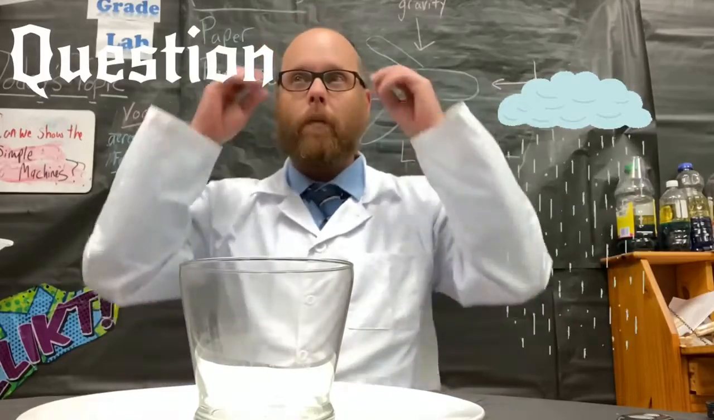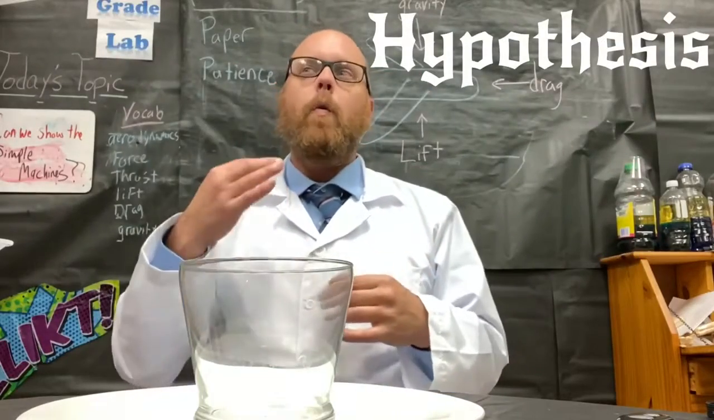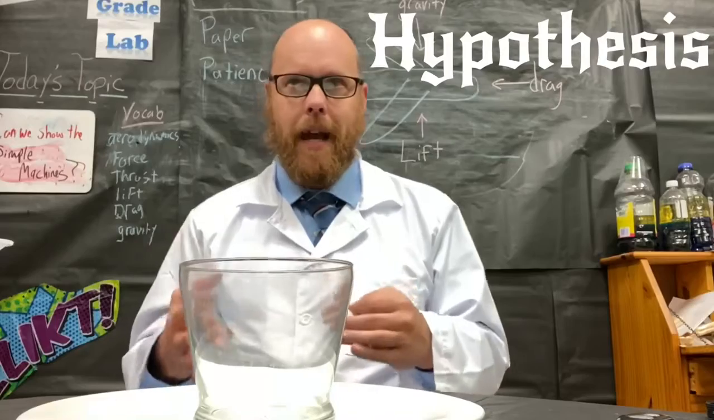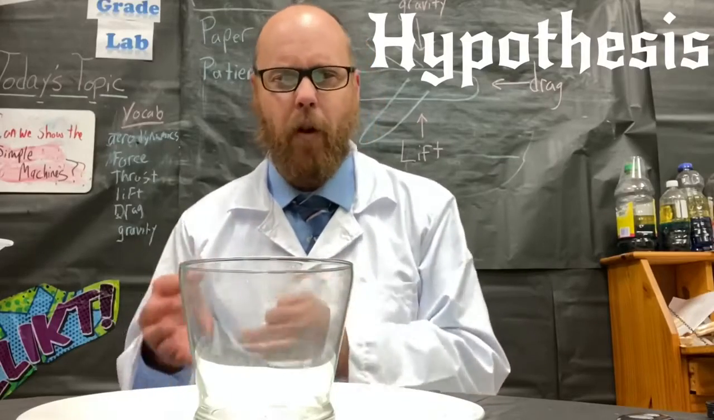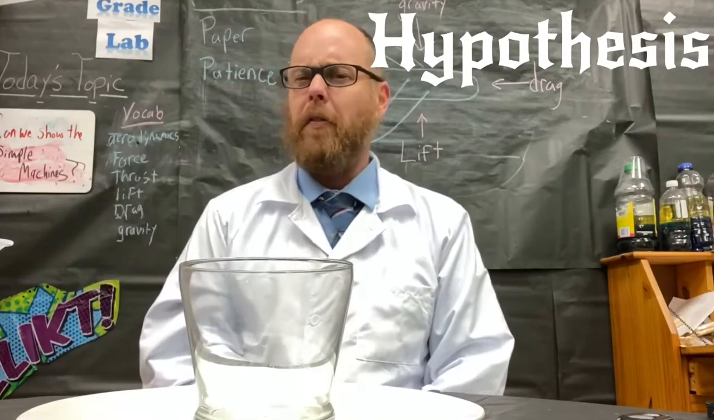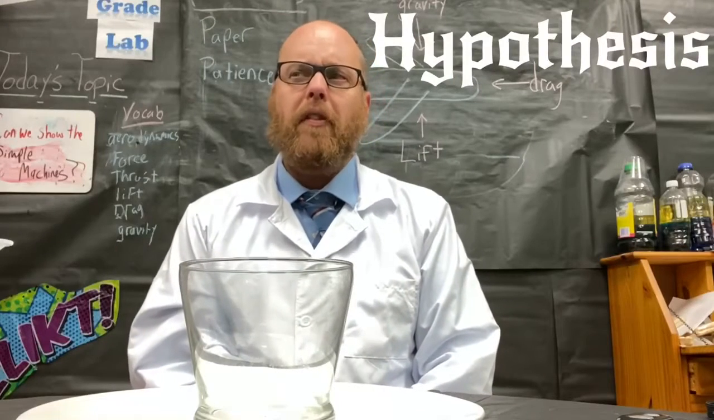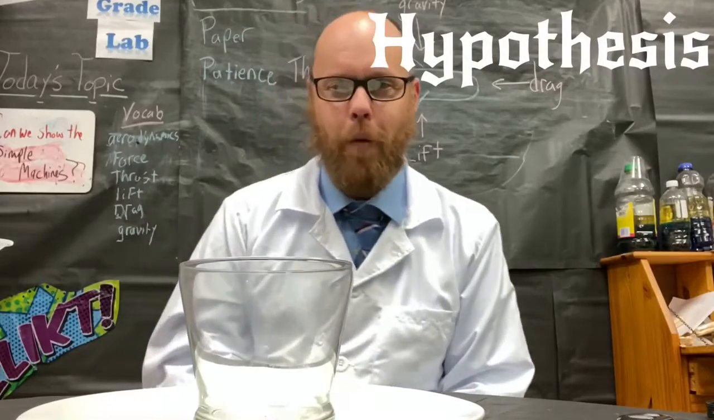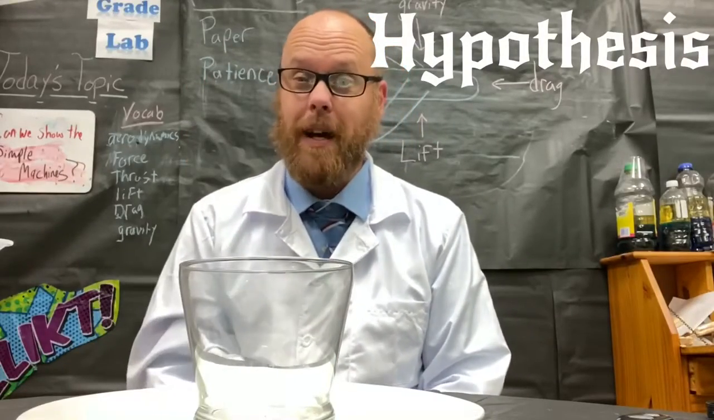So our hypothesis is going to be, well, after we do our experiments, we're going to have to figure out and make a guess of how precipitation falls from clouds. Well, we know it falls down because of gravity, but what causes that? So our hypothesis is that we can probably show just how precipitation forms and falls from the sky.